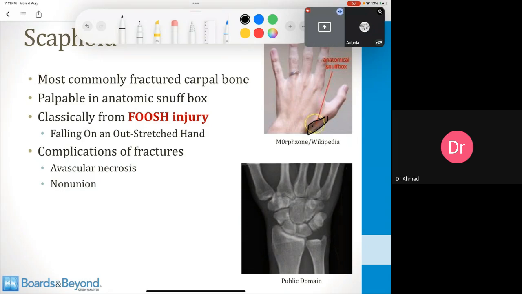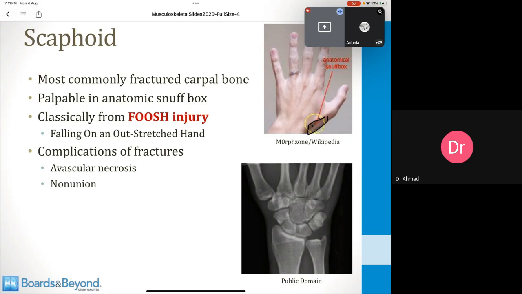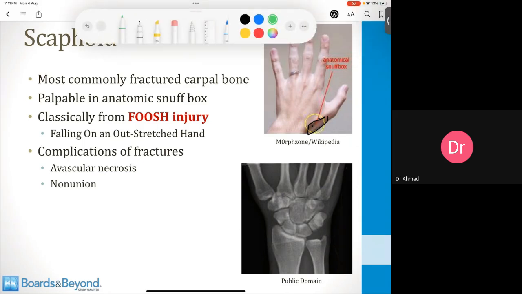Okay. So we have this anatomical snuff box. And remember, at the base of this anatomical snuff box we have the scaphoid bone. It's really important to remember, right? The most commonly fractured carpal bone is going to be your scaphoid bone.